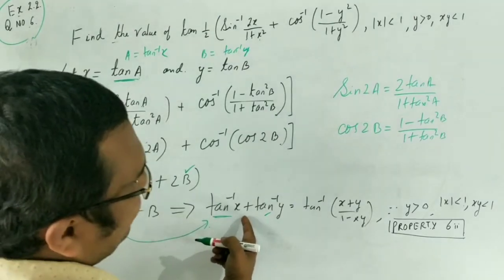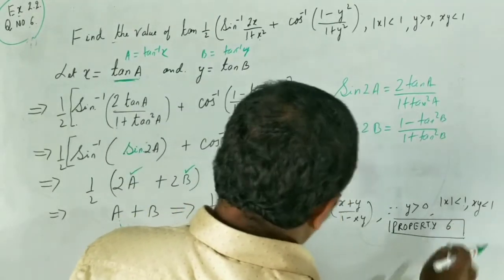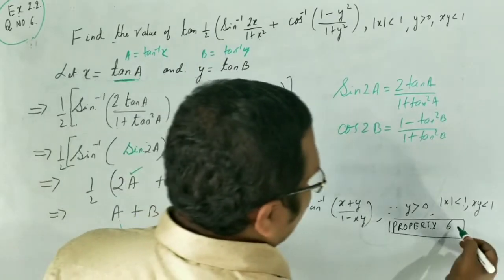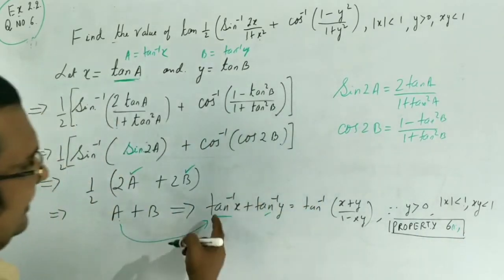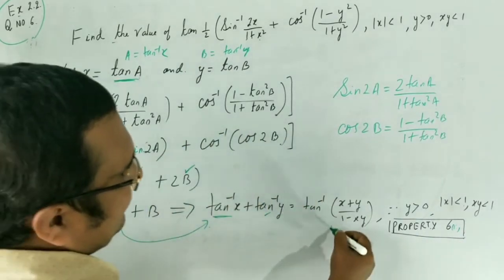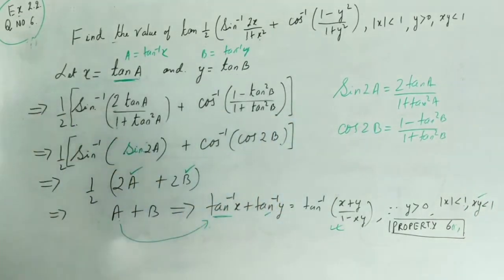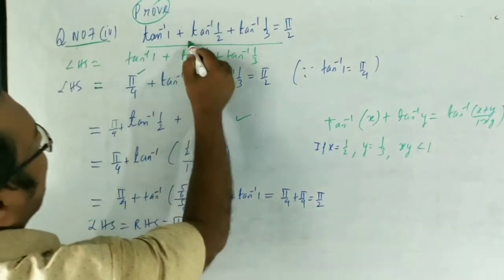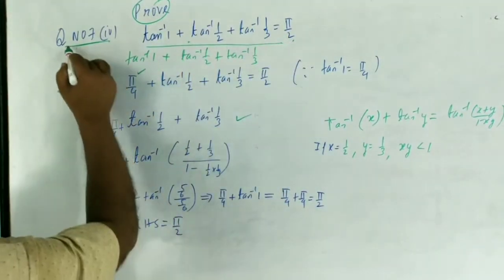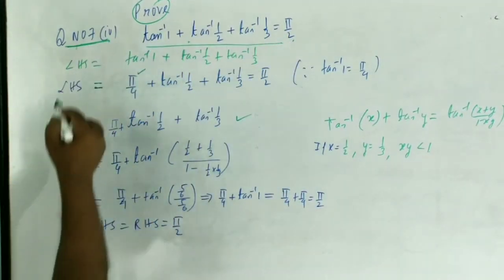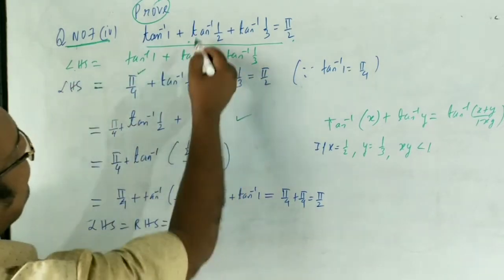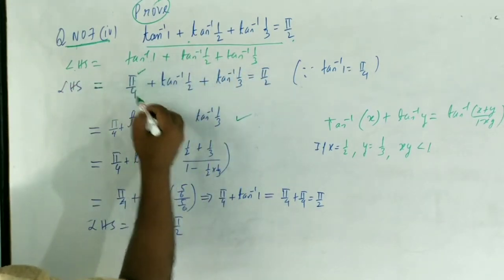Now this is the formula by the property. Property 1 is that 6.1: tan inverse x plus tan inverse y is, because the condition is given here. So we have to prove this is equal to this. This is question number 7, fourth part. So start with LHS. Tan inverse 1 is pi by 4.